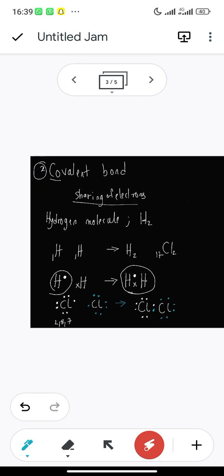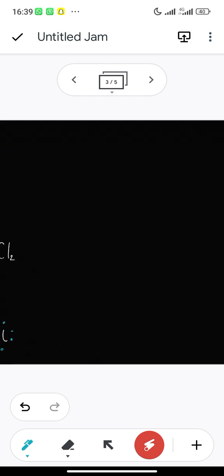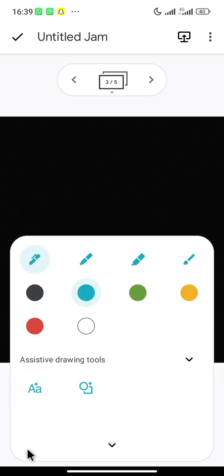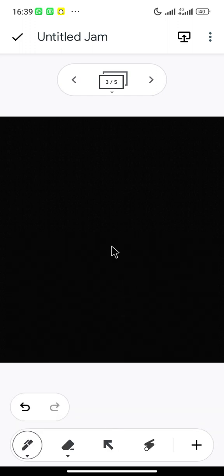Then let's check another example that doesn't have to do with diatomic atoms. Let's take an instance. Let's say we have ammonia, NH3. Now we have nitrogen. Nitrogen has an atomic number of 7.